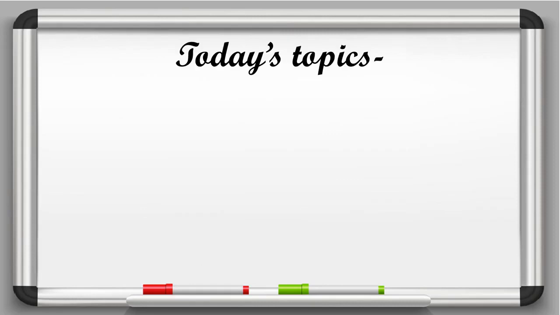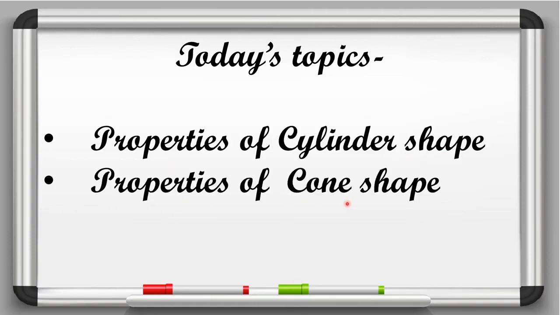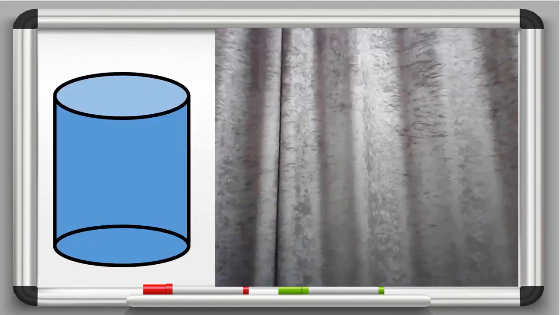Today's topics are number 1, properties of cylinder shape, number 2, properties of cone shape. So, beta, today we will learn about cylinder shape properties and cone shape properties. So, let's start.